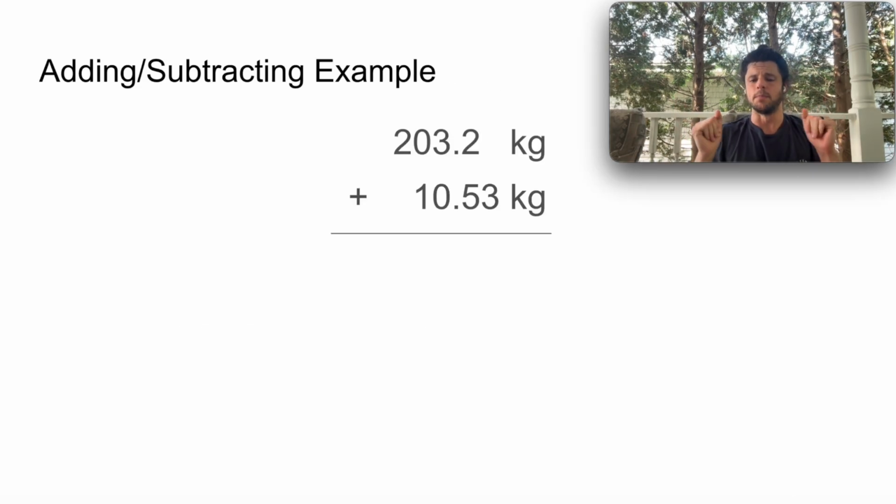Okay, so let's do another example. We're going to take these two numbers, 203.2 kilograms, and add to that 10.53 kilograms. Now, first of all, you may already notice something here, which is that in both examples we've looked at so far, when we're adding numbers, the units they are in are the same unit of measurement. And there's a reason for that.